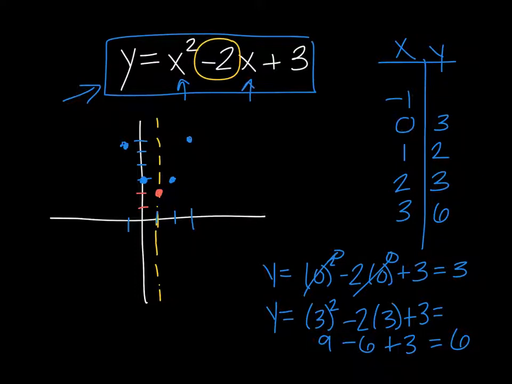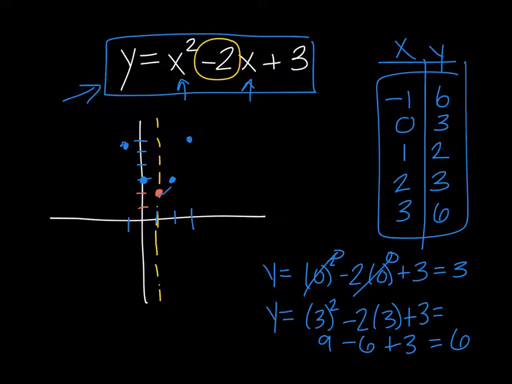Now, once you have 5 points, so you've got your table with 5 points, you've got your graph that has 5 points, you go ahead and draw on the parabola. Make sure it's nice and round. You don't want any points on this. Parabolas are just nice and round. They're not jerky.